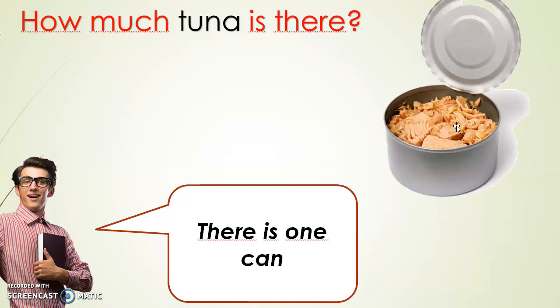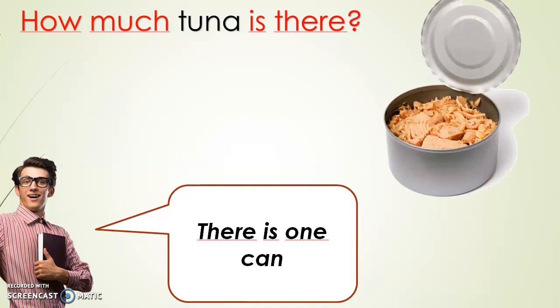So we don't know exactly the quantity of the content of this can. This is a can, una lata. So in this case, we use the container to know about the quantity of this object. So how much tuna is there? We have only 1 can. There is 1 can.